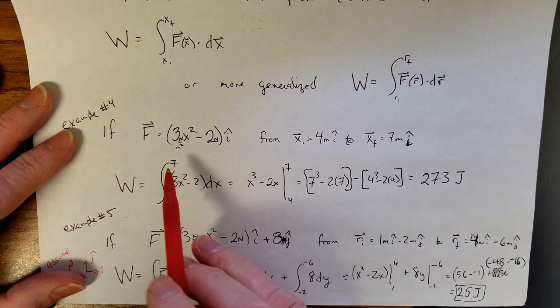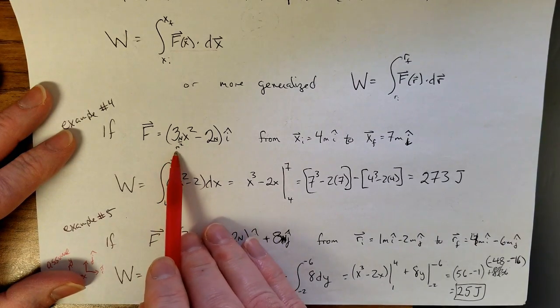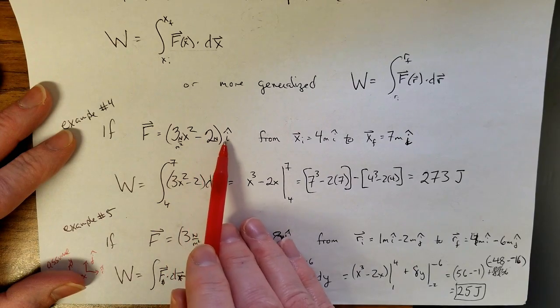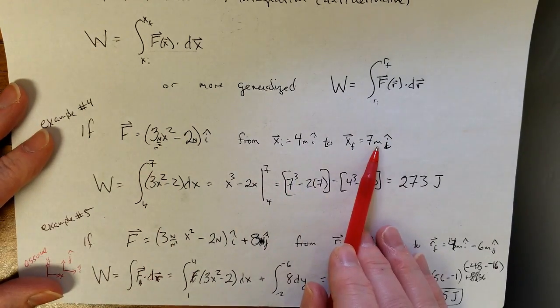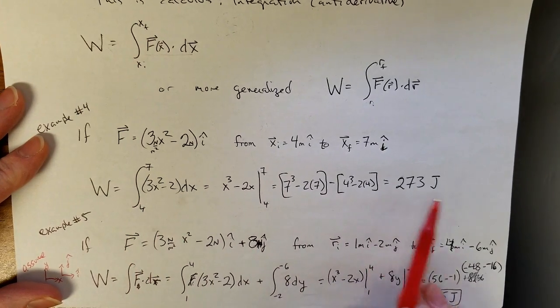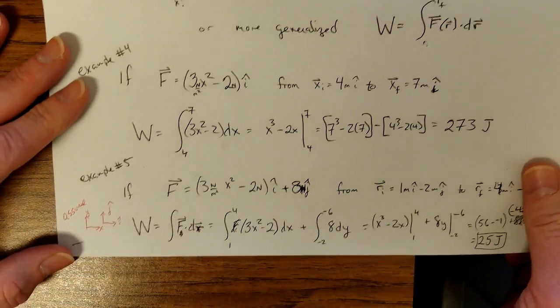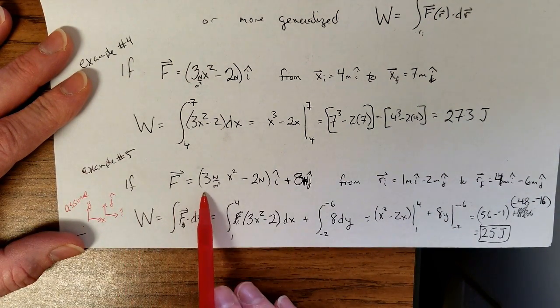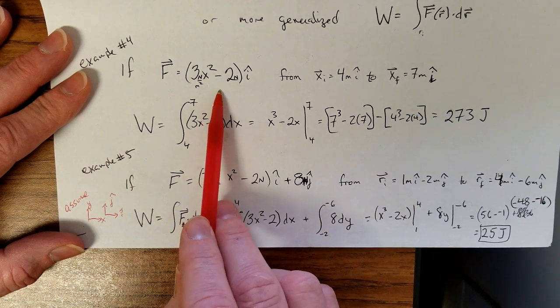And so just a quick example: I have 3 newtons per square meter, x squared minus 2 newtons in the i hat direction from 4 meters to 7 meters, and we just integrate from 4 to 7, and we end up with 273 joules.